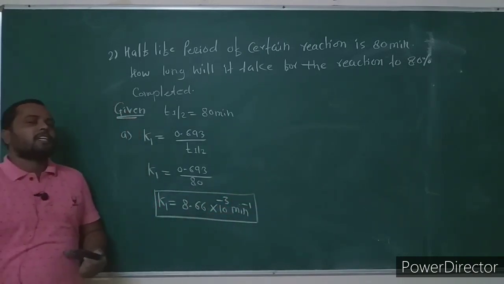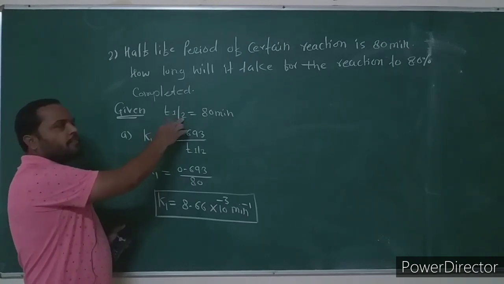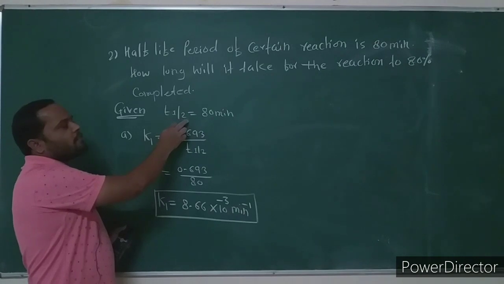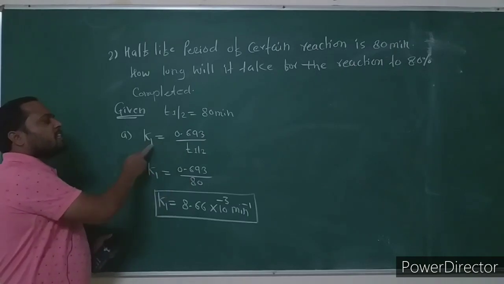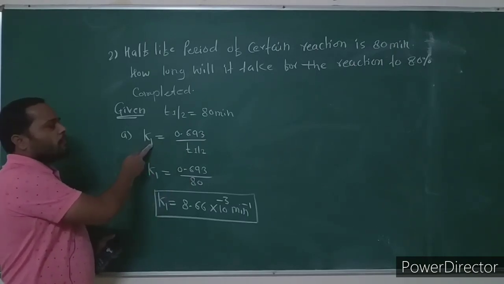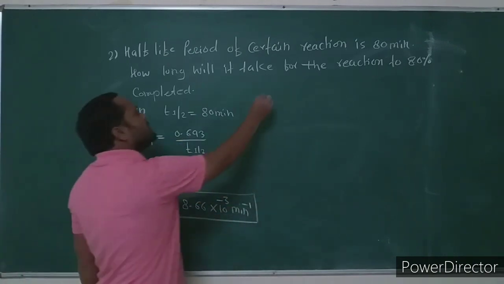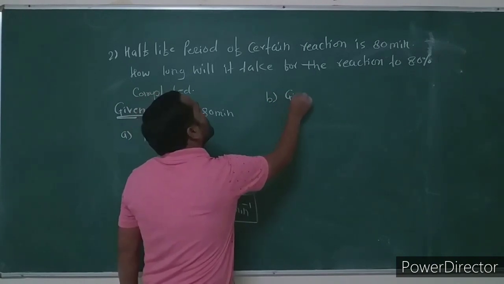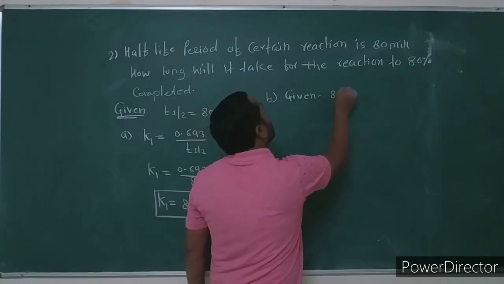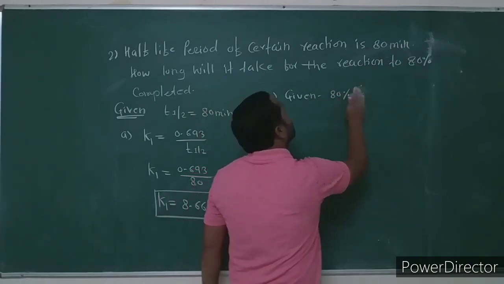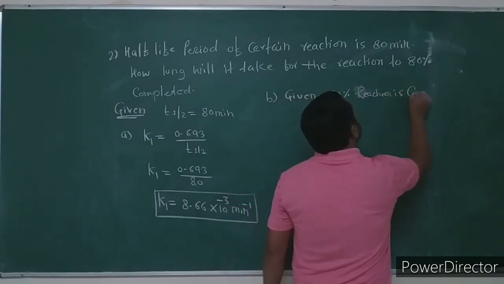For the given reaction, we can determine the rate constant by knowing the half-life period. The half-life period is given. With the help of this half-life period, we can determine the rate constant by using this equation: half-life period and rate constant are related by K1 is equal to 0.693 divided by T half. Now consider the second part of this problem. 80% of the reaction is completed. What are the given values?